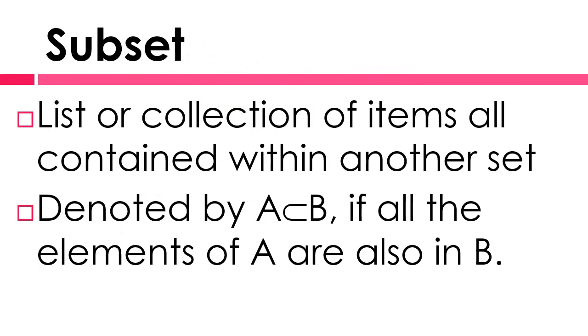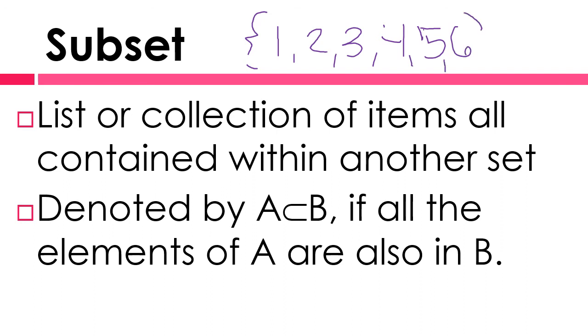So in probability, we talk about set notation. We'll go into that a little bit more tomorrow, but within a set, you have subsets. A subset is a list or collection of items all contained within another set. So if I have a set that's the sides on a six-sided die, then a subset of that could be the odds in that set. So it could be 1, 3, 5. That would be a subset of the original set of the six sides of the die.